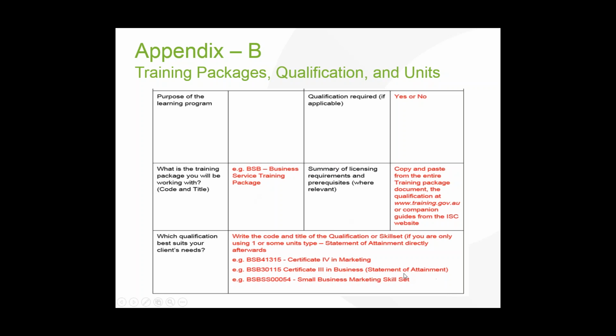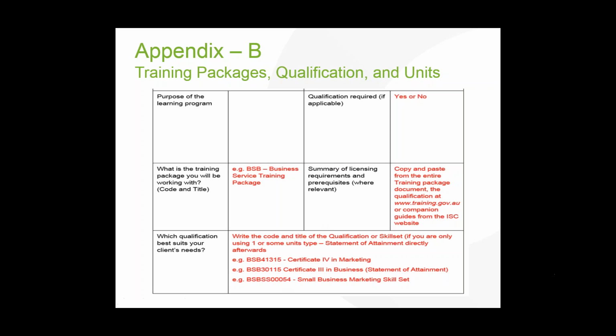But we are saying we are giving a statement of attainment. What a statement of attainment is: we are not going to teach this qualification completely. We are going to teach one unit of competency from this qualification, and the student would get a statement of attainment. Then there is another thing you would find in a training package, which is called a skill set. A skill set is a combination of a few units of competency. That's an example of a skill set, BSBSS00054 Small Business Marketing Skill Set. So if you are going to teach a skill set, write the skill set here. Okay? So write the code and title of the qualification or skill set.